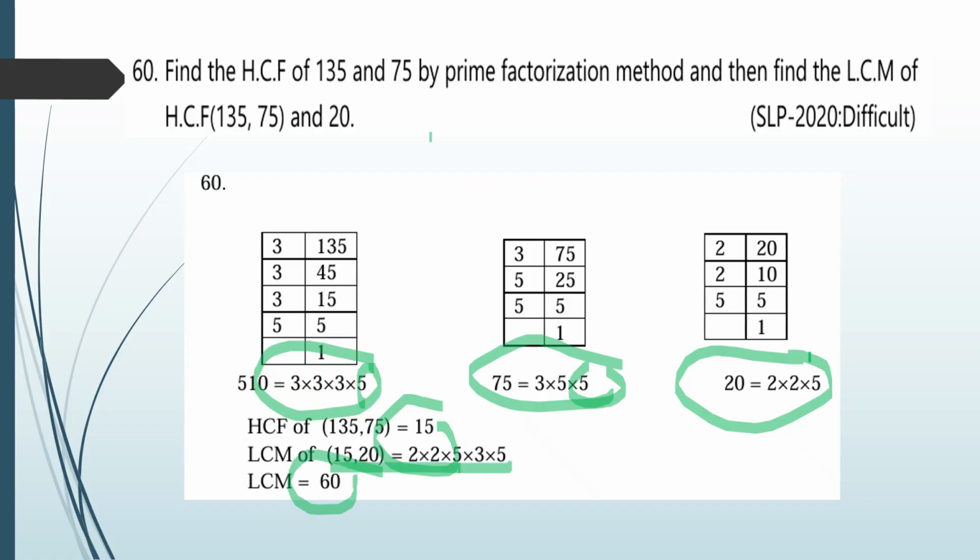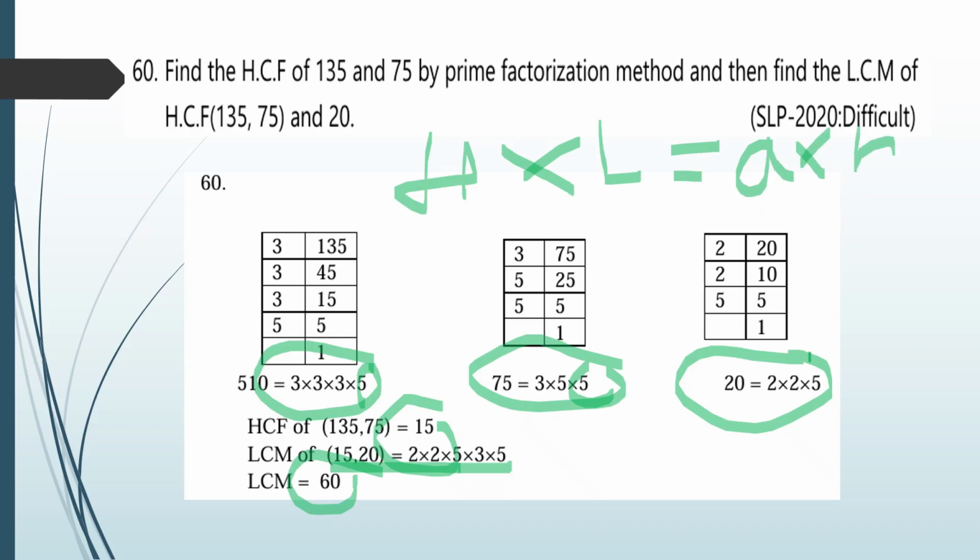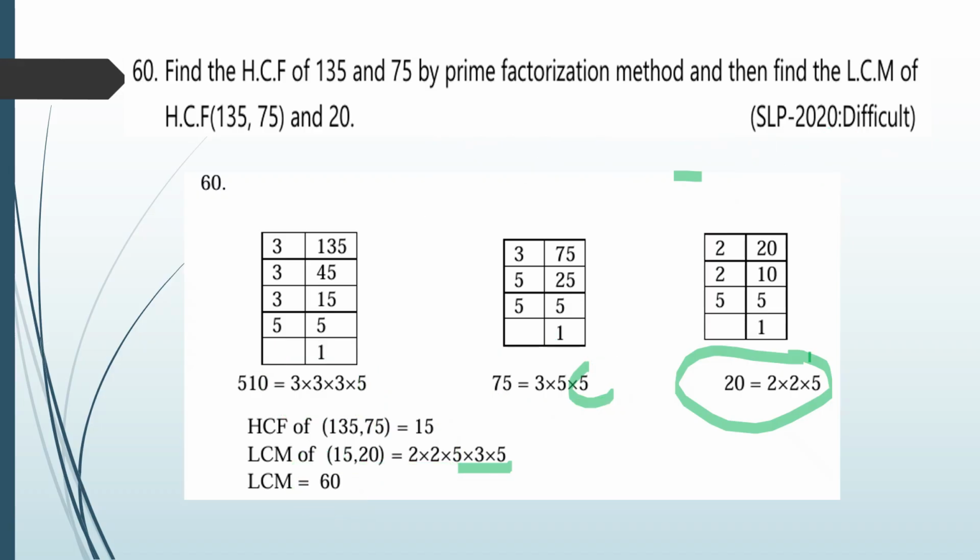And by using the formula you can find the value. So H into L is equal to A into B. So this is the formula. Remember this formula. This is very important. Okay. So this is regarding question number 60. This question was already asked in your state level preparatory. So practice this problem properly. Let us move on to the next problem.